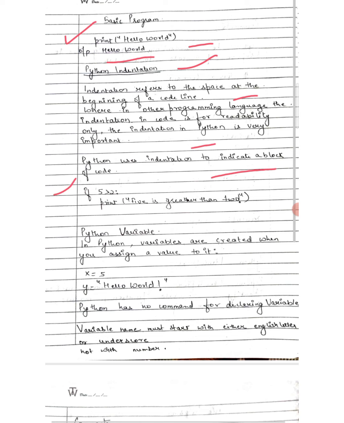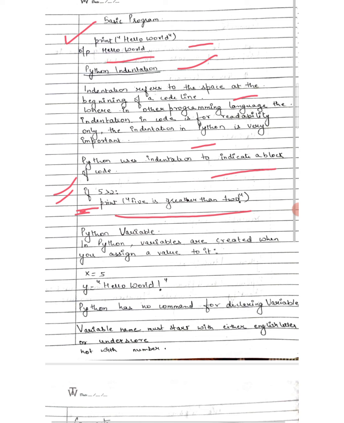If 5 is greater than 2, in other languages we use a curly bracket to start a block of code, but here we use a colon, and then we provide the indentation, that is space, and then we write the block of code which is inside the if. We will see this working also in the next part of the video.